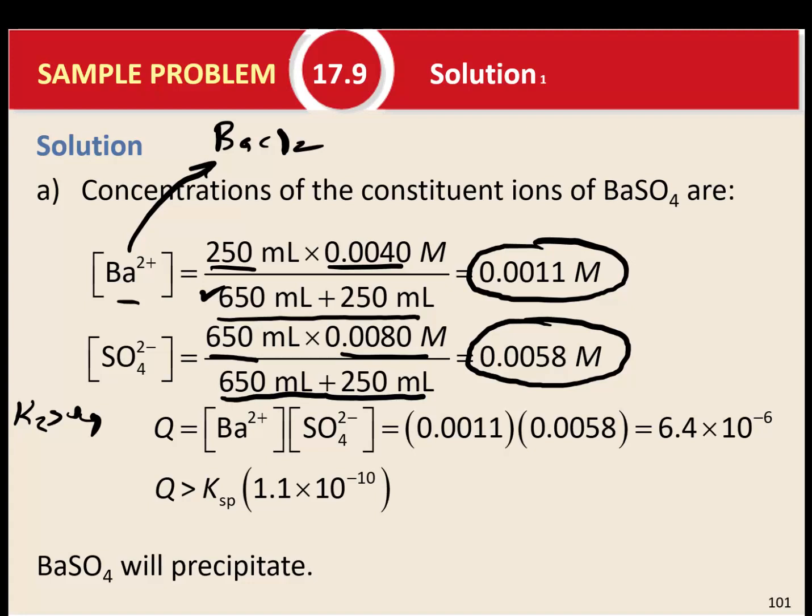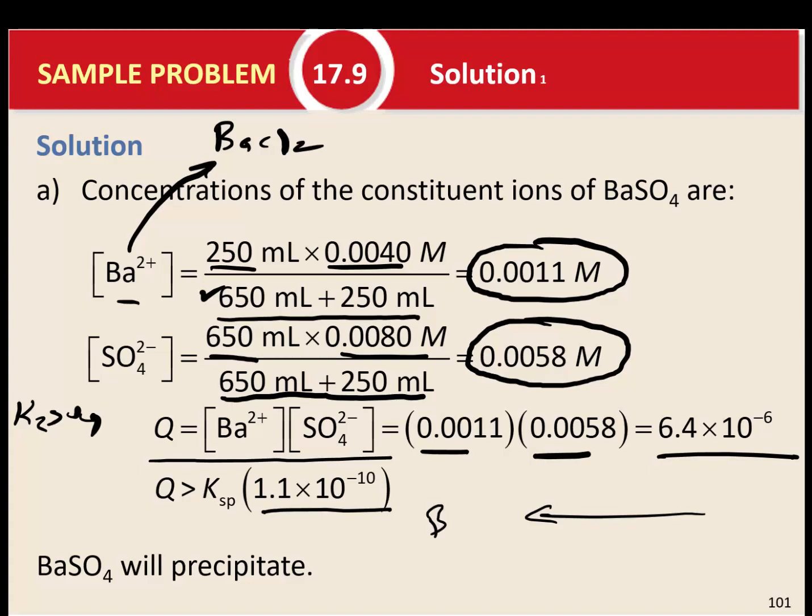We take these concentrations and we plug them into our reaction quotient expression. We get this number. That number is larger than the solubility product. If Q is greater than K, the reaction goes in this direction, and that direction is the solid barium sulfate versus the barium ion and the sulfate ion over here. All right, and so barium sulfate will precipitate.